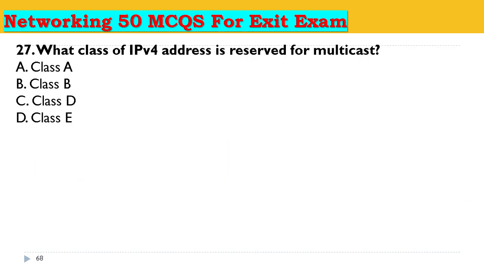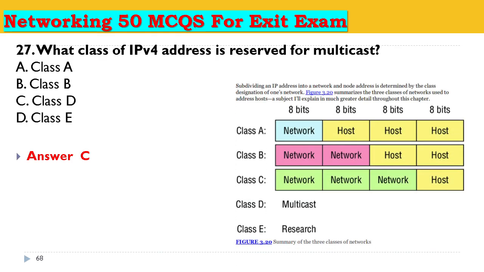What class of IP version 4 address is reserved for multicast? Class A, Class B, Class D, Class E. For multicast, Class D IP version 4 addresses are reserved. As you know, Class D is used for multicast. Class E is for research purposes, but others can be used for subnetting for node representations.